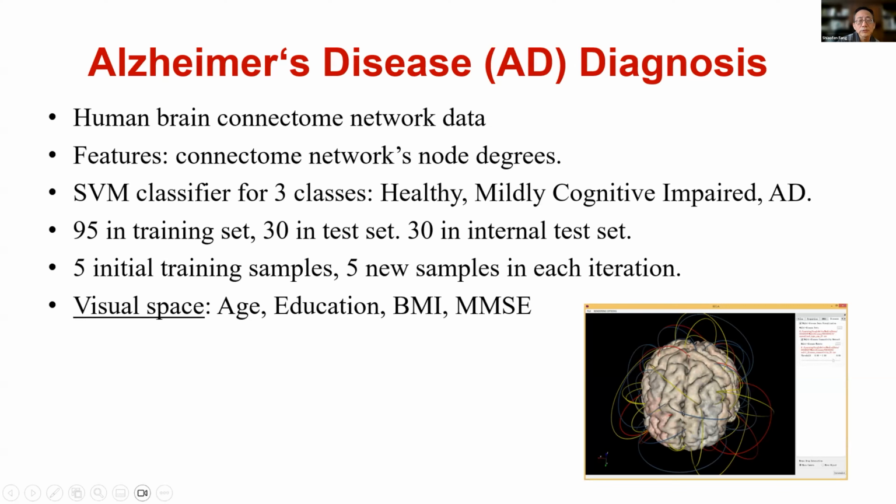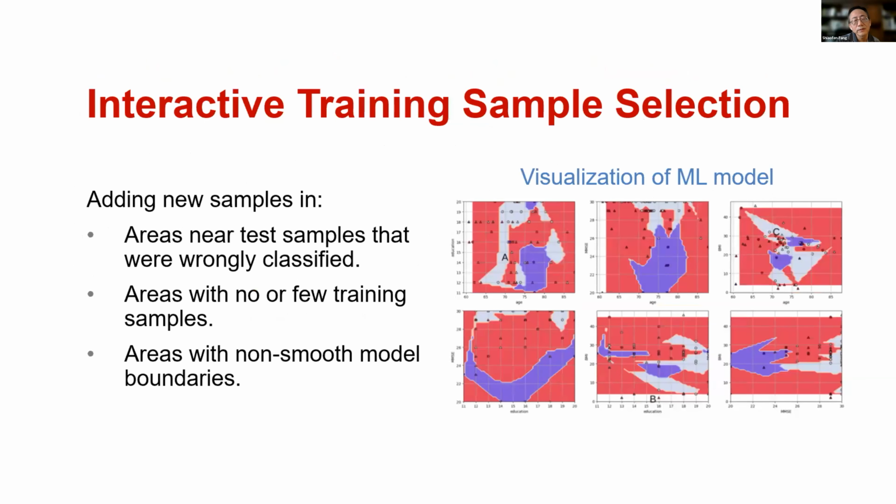Then we generate a machine learning model of those classification models. The key here is I want to visualize those models in a space where humans can understand. So here we selected a few simple dimensions, we call them visual dimensions: age, education, BMI, and MMSE, which is a human cognitive score, those kinds of things. Then you can see here one snapshot of the scatter plot visualization of that machine learning model.